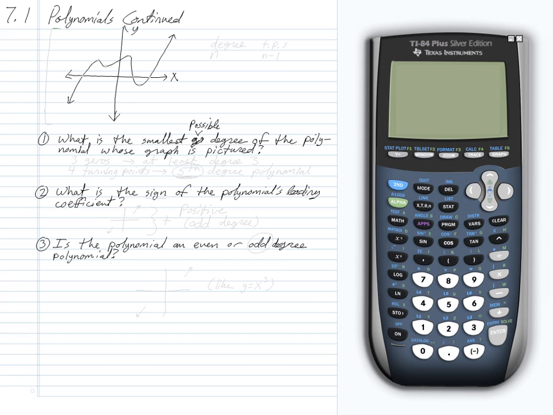For instance, if I am looking at the graph pictured here, I can make some inquiries. I can see what is the smallest possible degree of the polynomial whose graph we see here. Now remember that the degree of the polynomial limits the number of zeros and turning points. So this graph has 1, 2, 3 zeros, which tells me that it has to be at least a third degree polynomial.